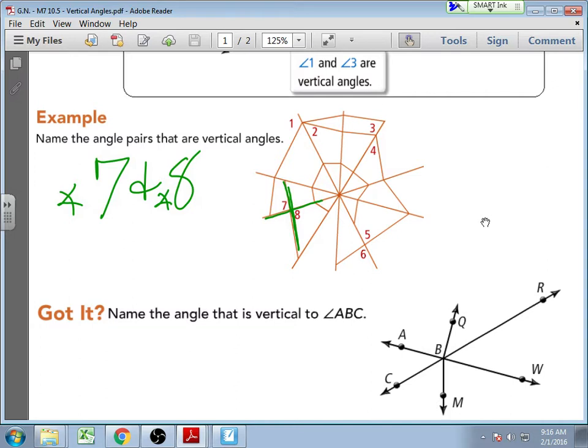Ethan, is there anything else? 5 and 6. If I look at the lines that 6 uses, it's that line and this line. 5 uses the same lines. They are opposite and equal, so they work.